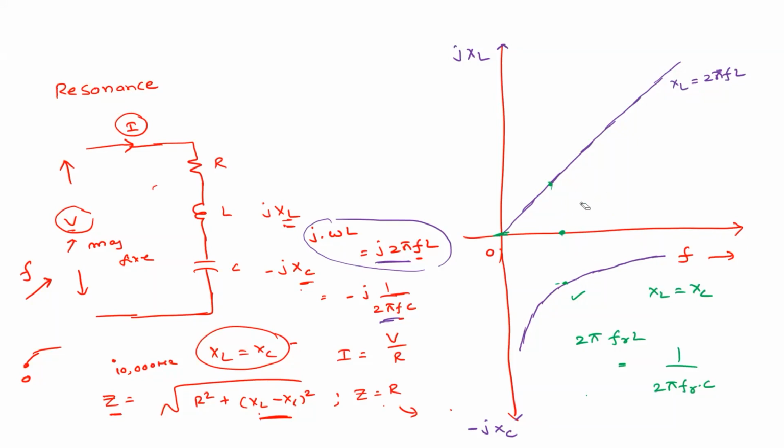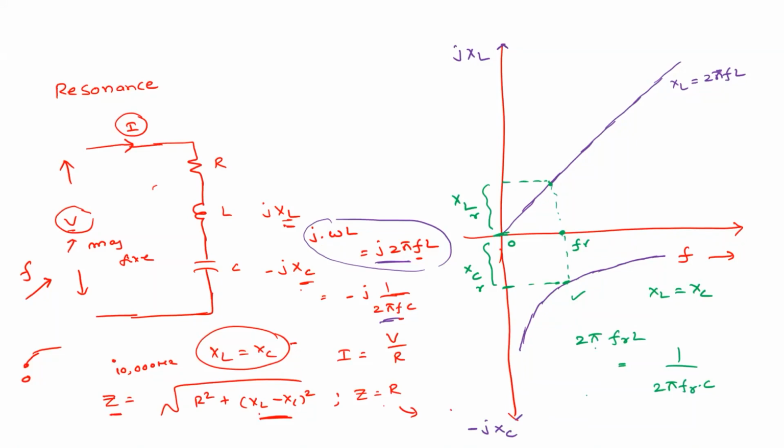So that is the frequency. If you assume the frequency is FR, then here is the corresponding value, this is XC, and similarly this is its corresponding value, this is XL. So this is XC at resonance and this is XL at resonance, right? Fine, sir. Got it.